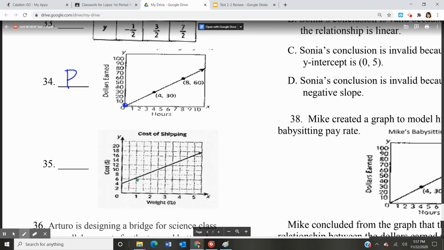So this is proportional. Number 35, here I can tell you it does not go through the origin. It is a straight line, but since it does not go through the origin, that means that this is non-proportional. So again, that was 29 through 35, proportional or non-proportional.